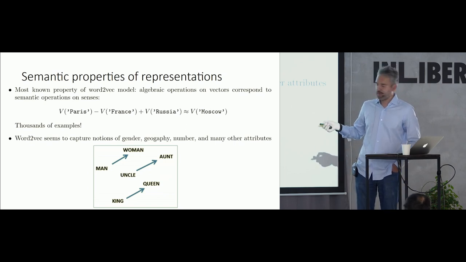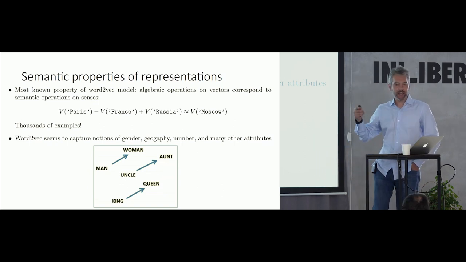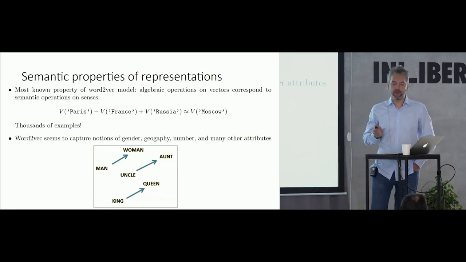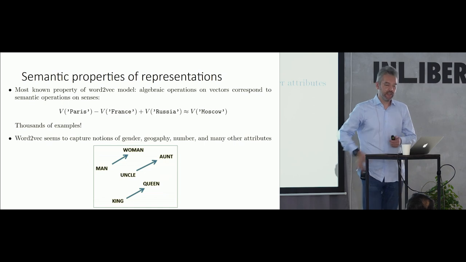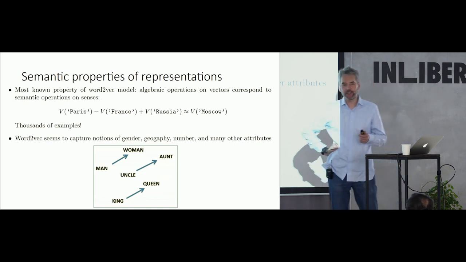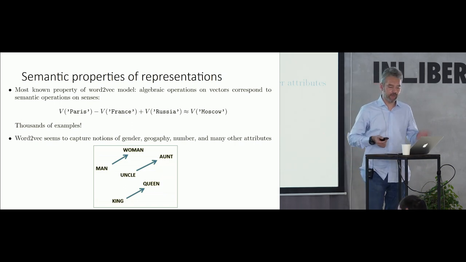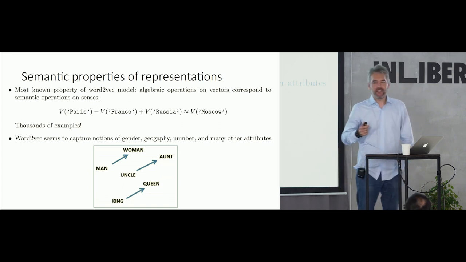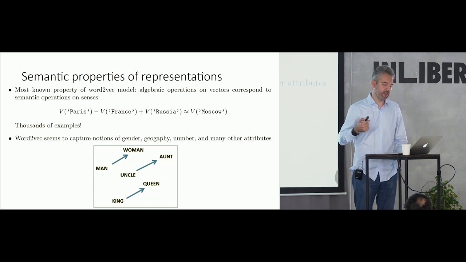Nevertheless, if we take, for example, the vector representation of the word Paris, subtract the vector representation of the word France, and add Russia, we obtain a point in the Euclidean space which is very close to the vector representation of the word Moscow. And there are thousands of examples of such effects. So it appeared that the vector representations we obtain in this word2vec model capture the notions of gender, of number, of some geographical notions, and of many other semantic properties. This, in some sense, shows that the computer probably understands much more from the text than was previously thought.